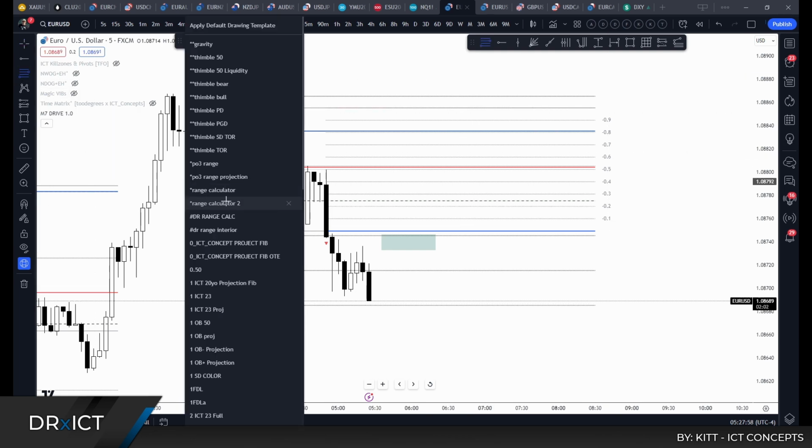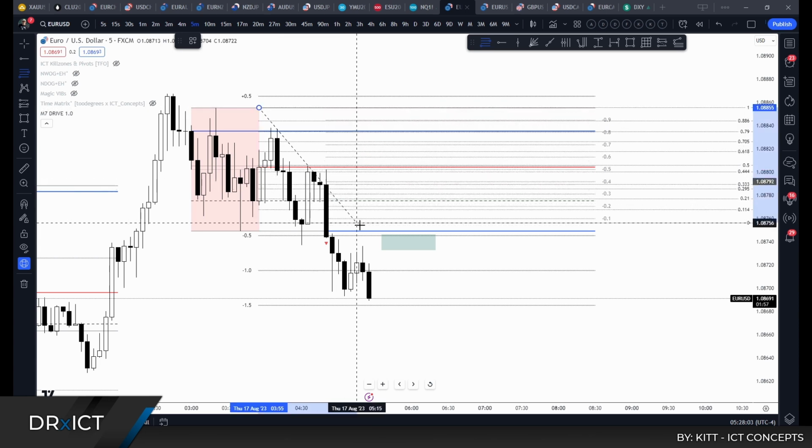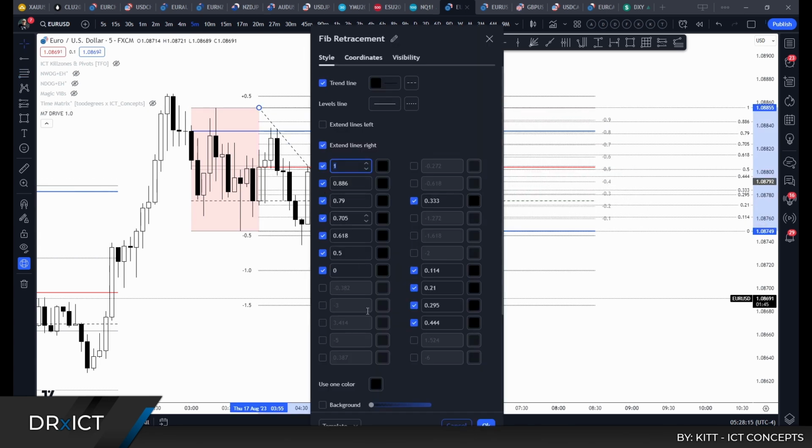Range calculator. We'll turn off some of these. This one's different, but this is a really good fib, guys. So if you want to screenshot this, it's kind of money. I really like it. So I'll put in the -2. I'll put in the -3. And then I'll put in the -1.